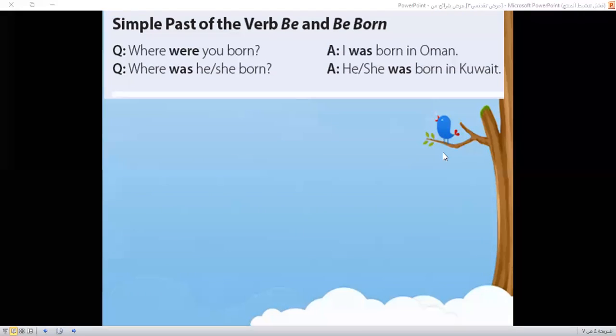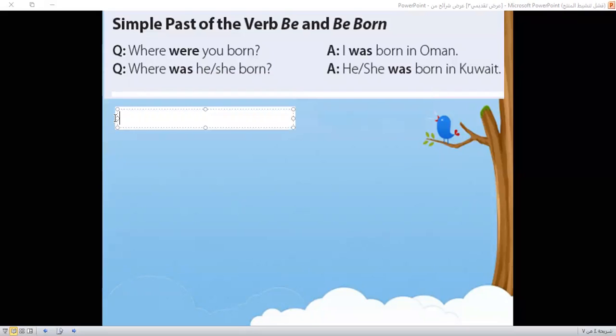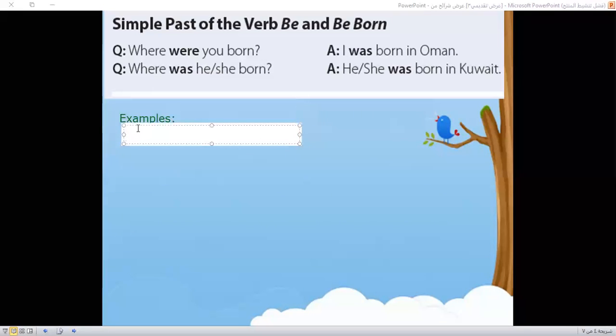So if you're going to ask about where or sometimes when someone was born, you're going to use the verb to be. Can we use is? No. We're going to use the past simple of is and are, as you can see here, were and was. The verb to be in the present has three forms: is, are, or am. But in the past simple, there are only two: were or was.